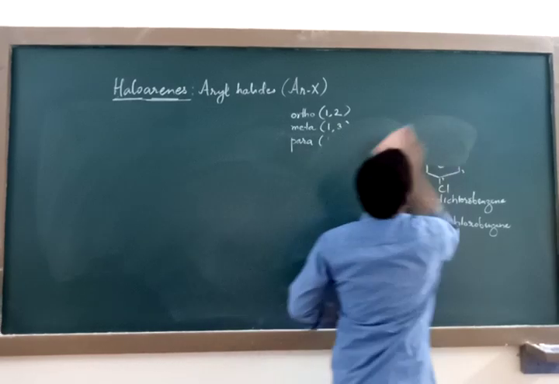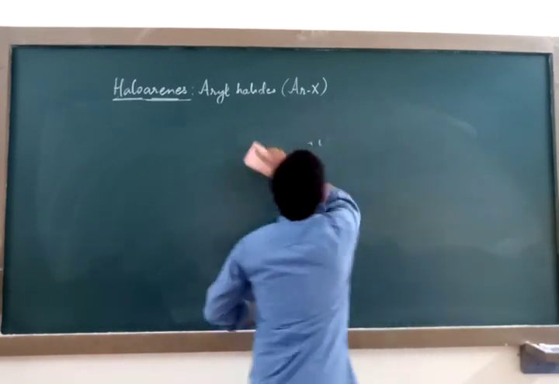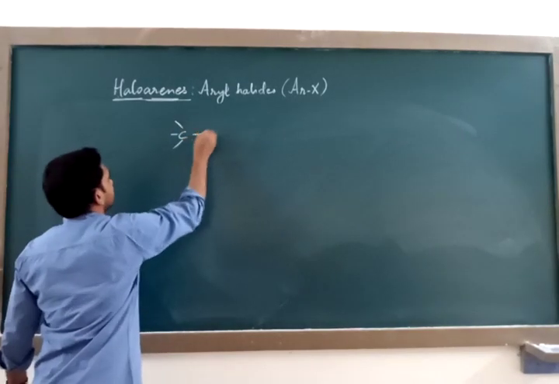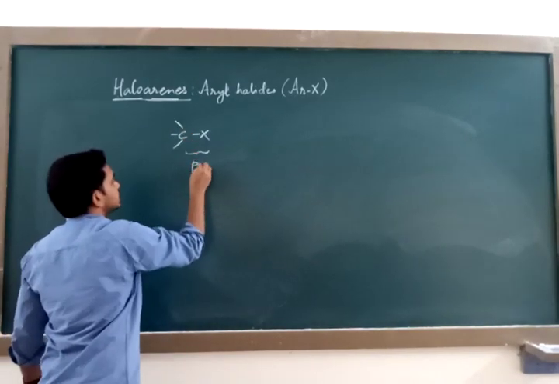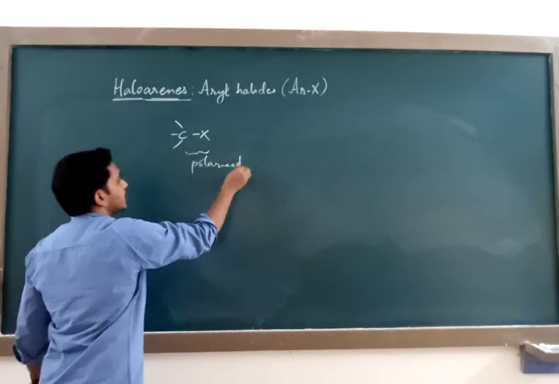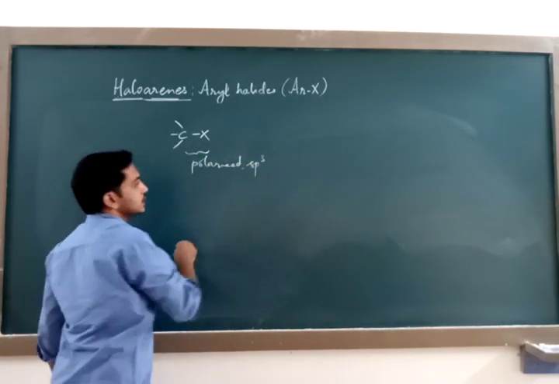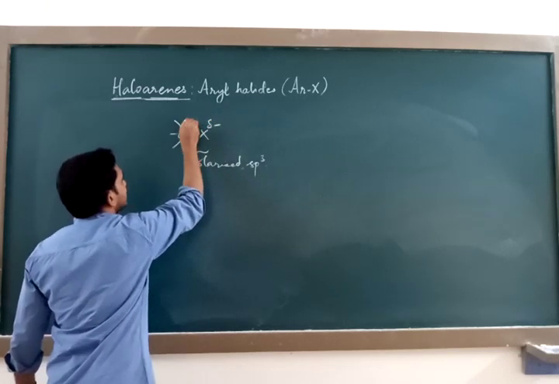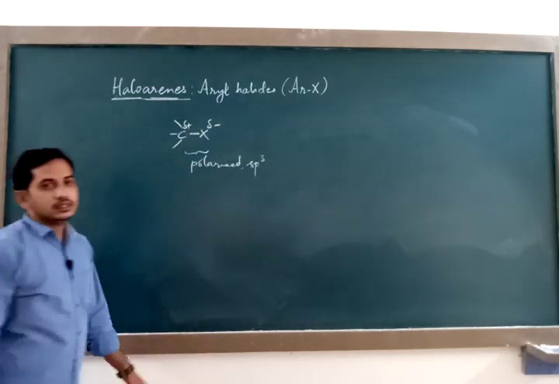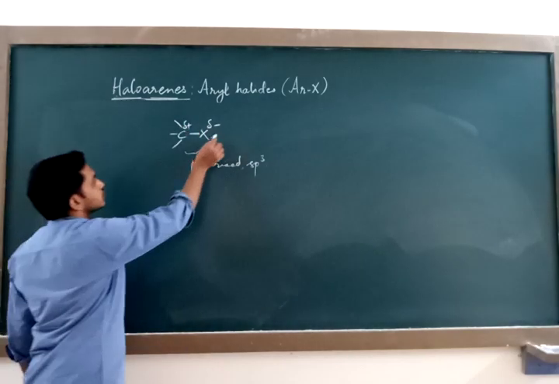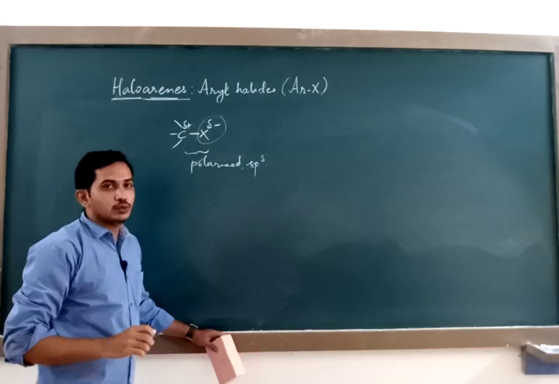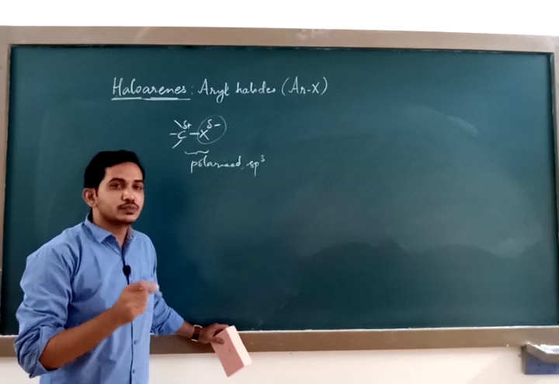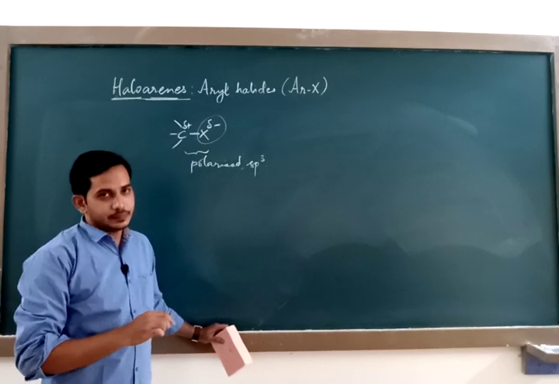We have studied in haloalkanes that the C-X bond was a polarized bond, hybridization being sp3. In this C-X bond, the halogen carries a partial negative charge and the carbon a partial positive charge. Because of this reason, with the halogen behaving as a leaving group, nucleophilic substitution reactions were easier.